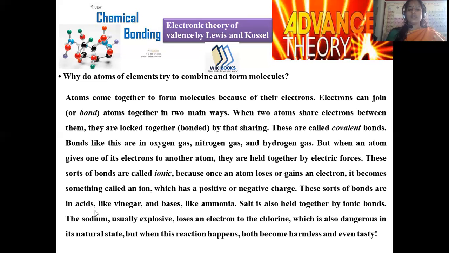These sort of bonds are in acids when you consider vinegar. Vinegar, also known as dilute acetic acid, where CH3COO minus and H plus will be there. That means that kind of a separation of charges will be there. And when we consider bases like ammonia, ammonia is considered as a covalent bond rather than such ionic bond formation, where nitrogen and hydrogen are sharing electrons. So mutual sharing is possible among two atoms which are binding directly with the chemical bond formation.